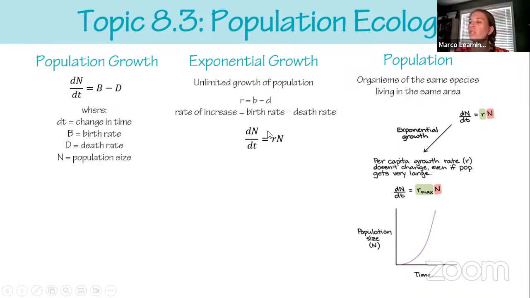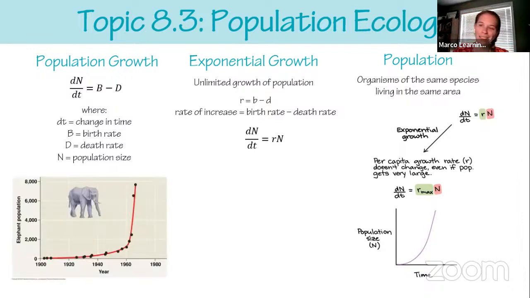So the way that we do that calculation is it's going to be r times N. So r is our intrinsic growth rate. r is actually equal to lowercase b minus lowercase d. And that's just looking at your intrinsic birth rate and your intrinsic death rate.